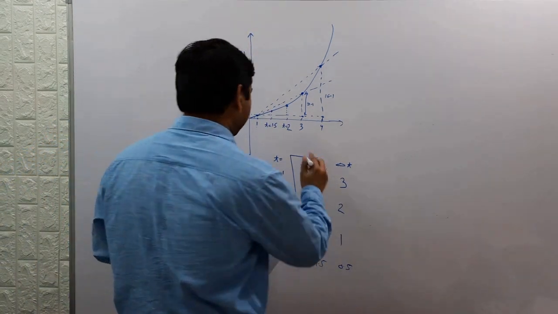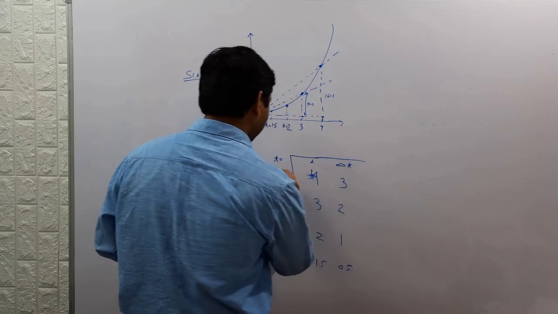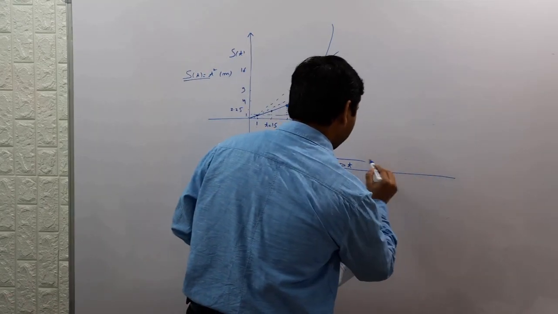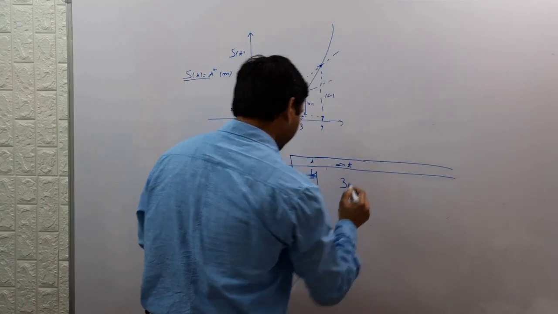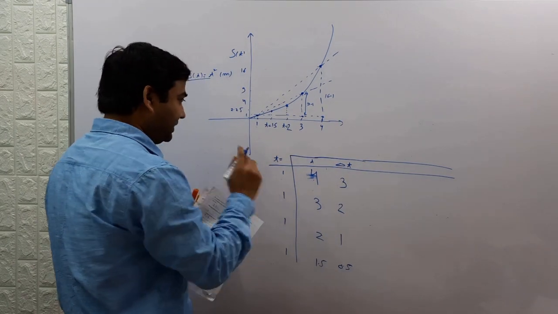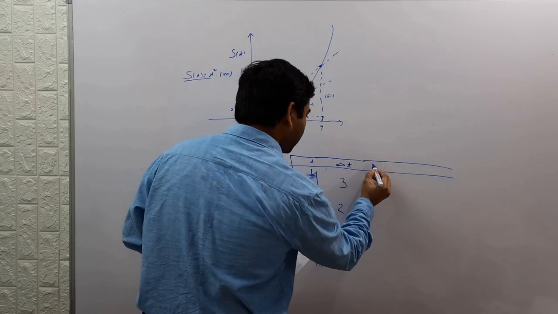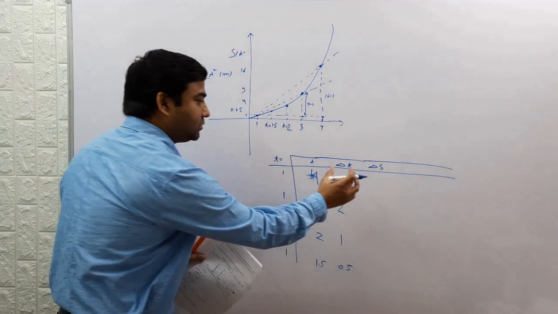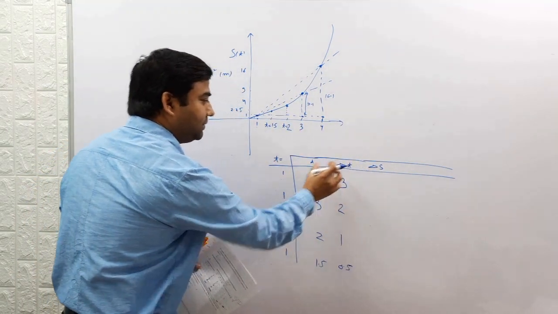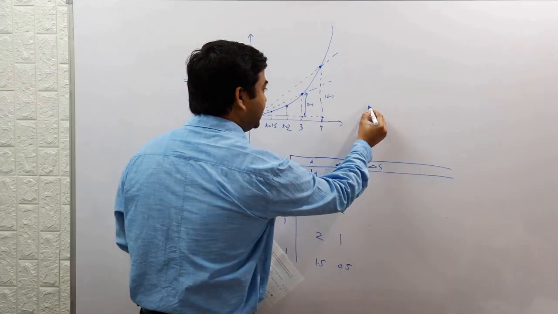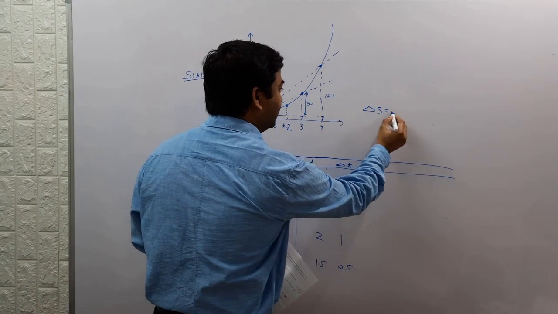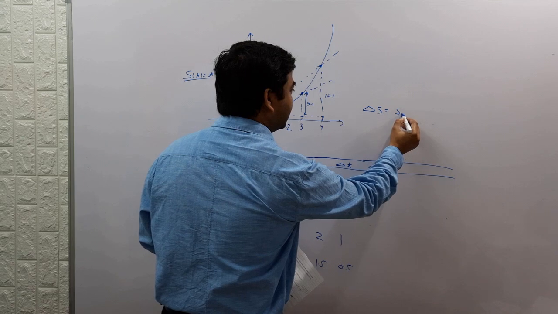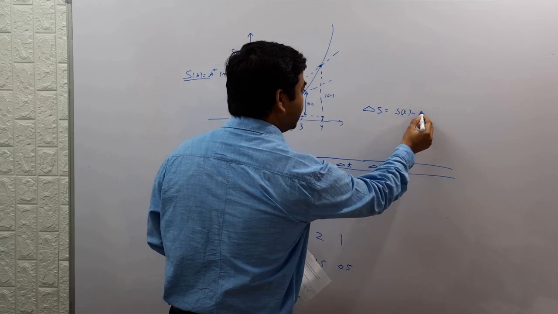Now find delta s, the displacement in this time t. So delta s will be s t minus s1.